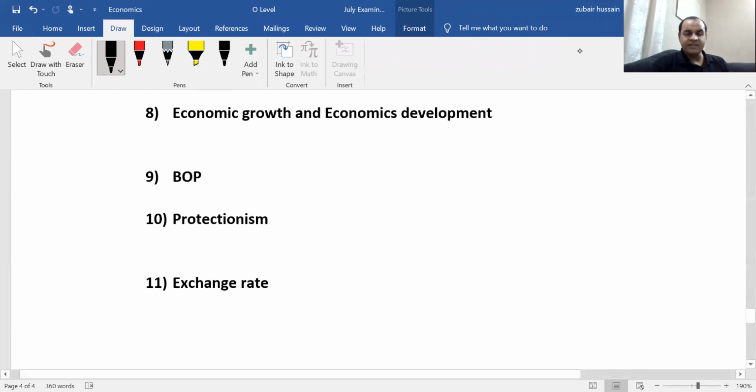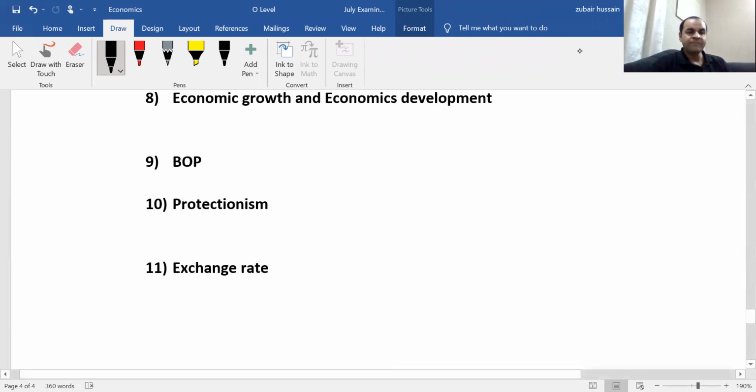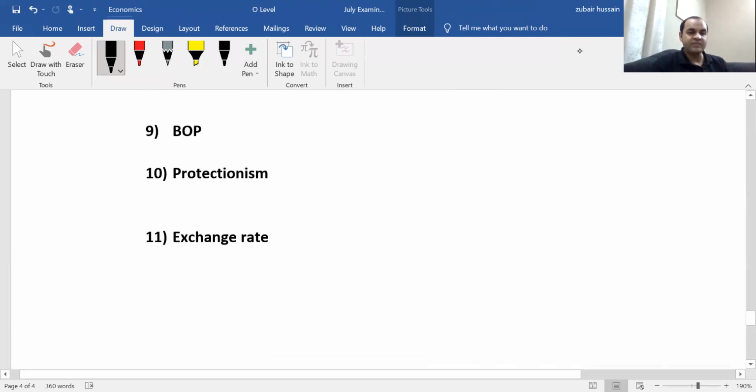The next topic, students, is balance of payments. In the balance of payments, you have to focus on the current account and its four sections: trade in goods, trade in services, income, and current transfers. The next topic is protectionism, students. In protectionism, you have to focus on why the government applies these tools in the form of tariffs, embargoes, quotas, etc., to improve the balance of payments or the current account, or to protect infant industries.